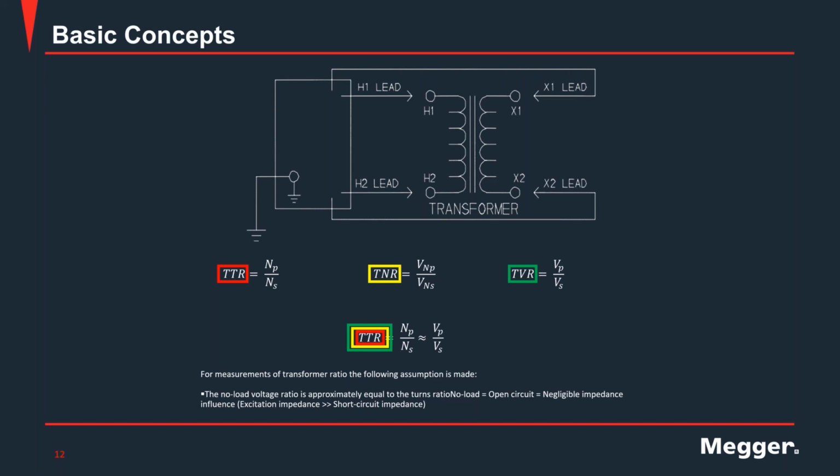Why do we call it TTR? When we perform the test, we do it under one very specific condition, and that very specific condition is open circuit, no load. When we perform the test, there is no load on that side of the transformer. We're measuring the induced resulting voltage. So that condition allows us to say that what I'm measuring, which is TVR, the one highlighted in green, is equal to my TTR.